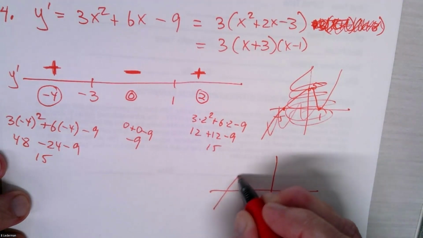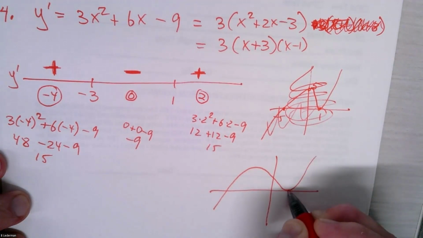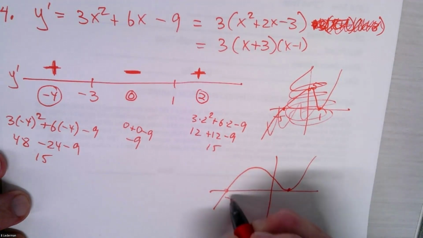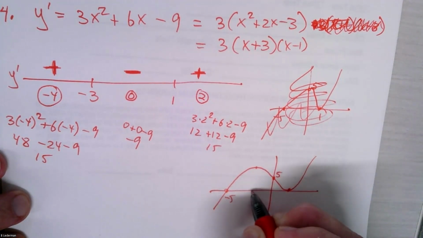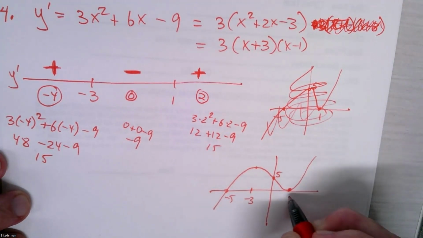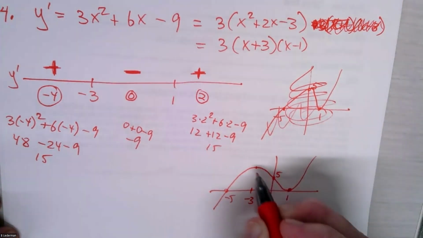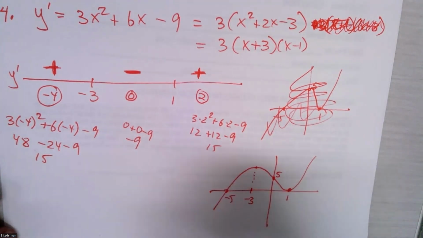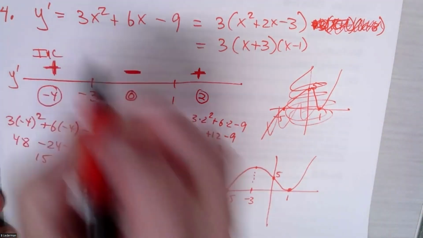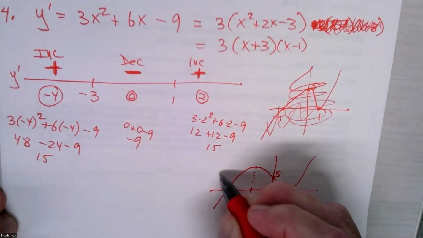I'm going to go up like this. Then it's going to hit here, which is going to be x is -3. And we have a max and a min. So it's increasing. Notice the function is increasing here, decreasing, and then increasing again.